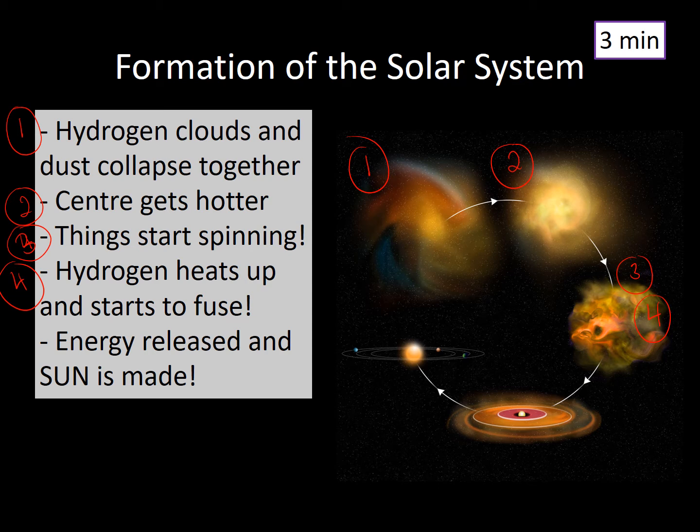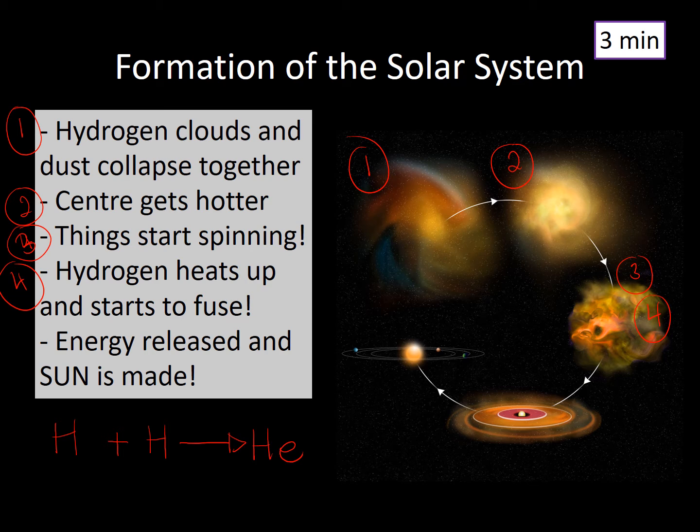Now, what do we mean by fusing together? If I take a hydrogen, I'm just going to write H for hydrogen, and I take another hydrogen, another H, they are going to join together and they are going to make helium. I'm just going to write He for helium. Okay, so what's happened so far?